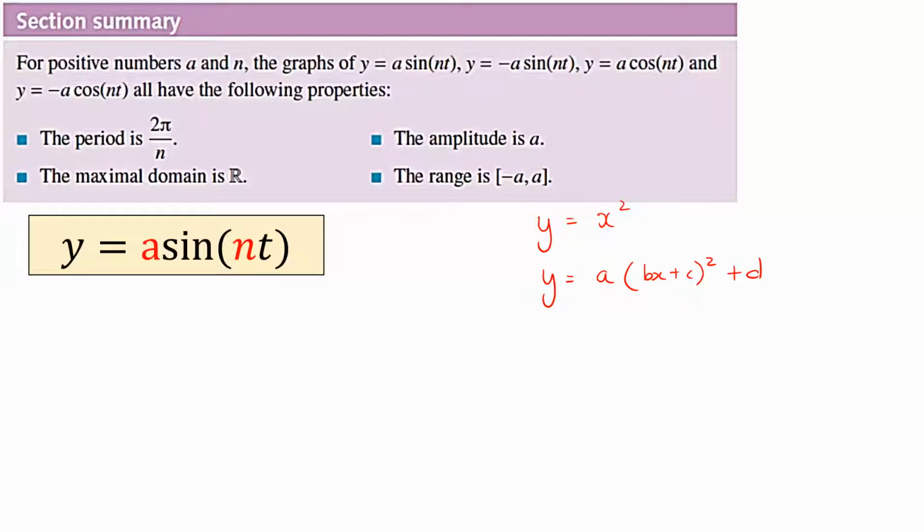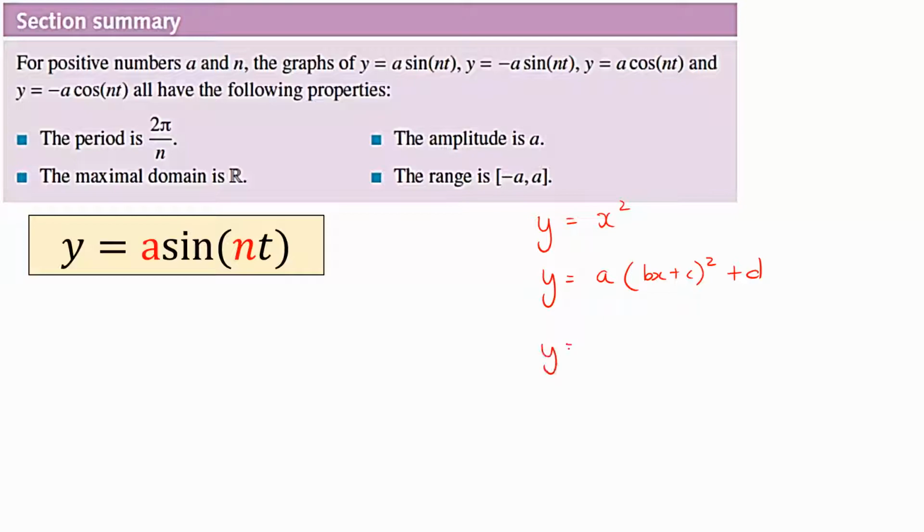I said whatever you're doing to x, you're squaring it. So whatever you're doing to x is being squared. Whatever you're multiplying to the function is your a. And whatever you're adding on or subtracting is your d. And that tells you up, down, left, right, thin, wide. Yeah? And the same thing with exponentials and logarithms.